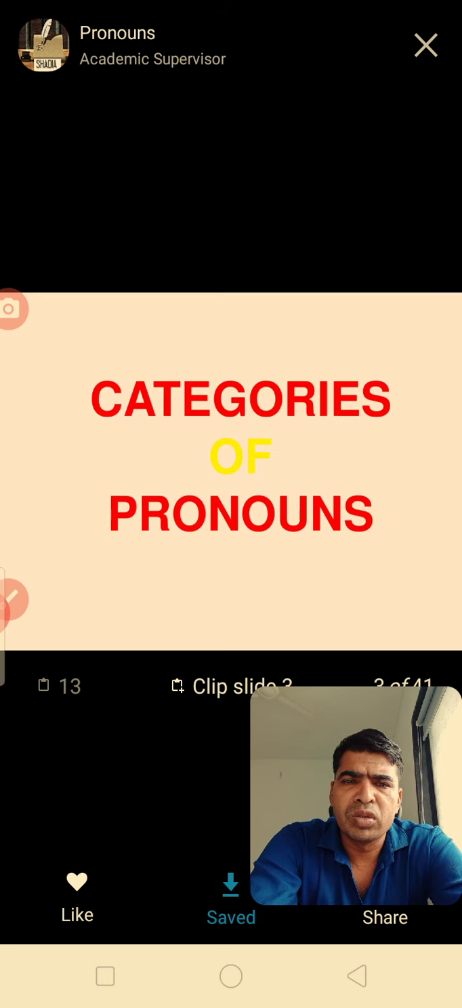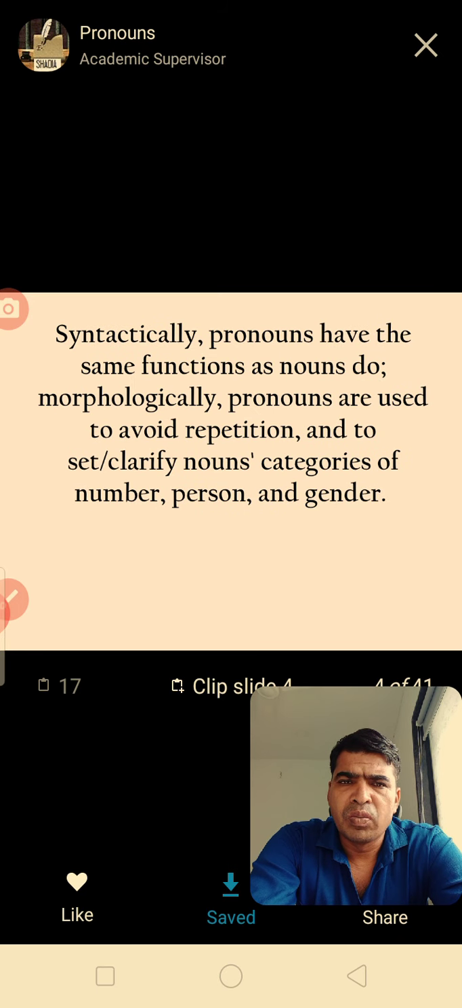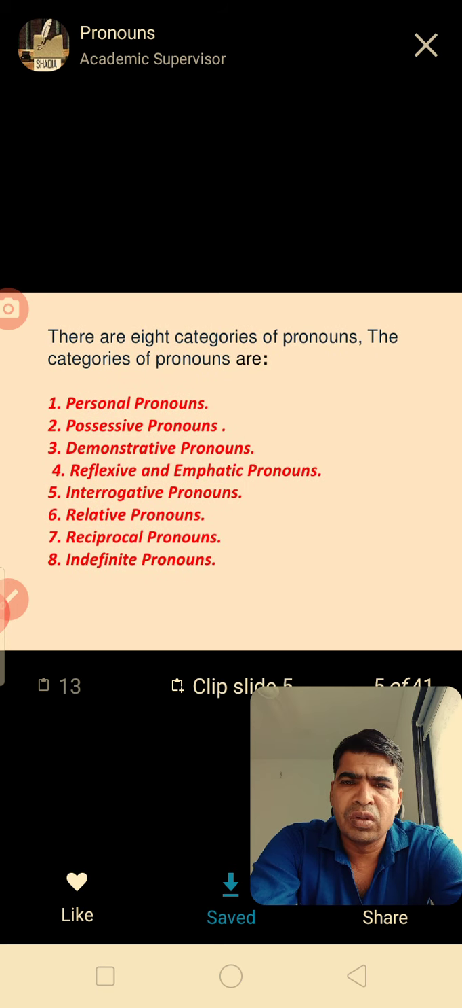Categories of pronouns. Pronouns have the same functions as nouns do. Morphologically, pronouns are used to avoid repetition and to clarify nouns, categories of number, person, and gender. There are 8 categories of pronouns.